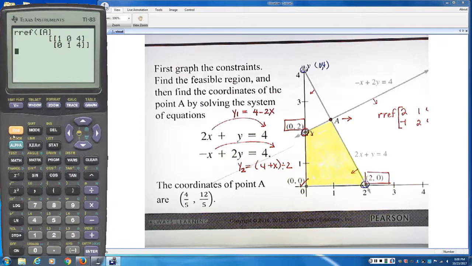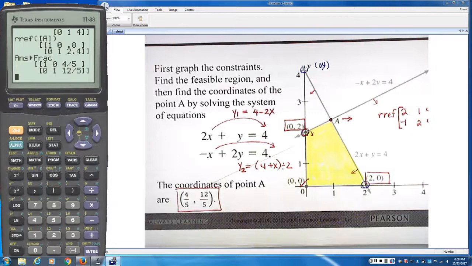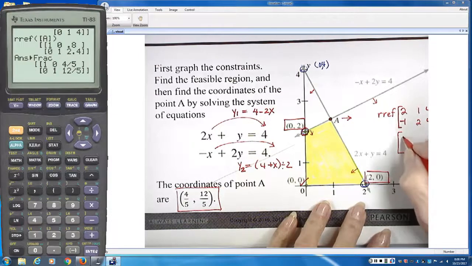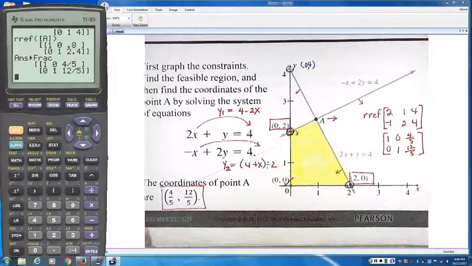Since I've already got that up there, I'm just going to hit second enter because I've already changed matrix A. And I see that I get decimals, so that means I know they're fractions. So I'm going to go to the fractions, and my corner point A is 4/5, 12/5. There's how you find your corner points. You use what you learned in the last chapter.